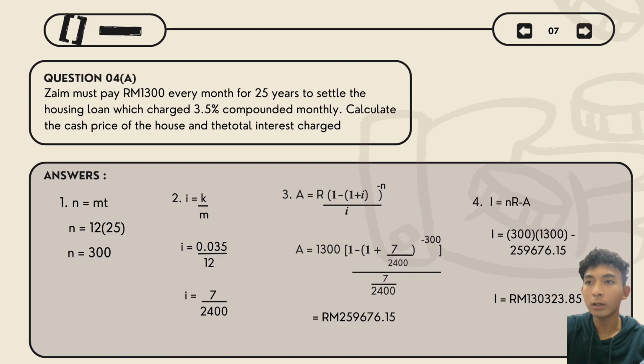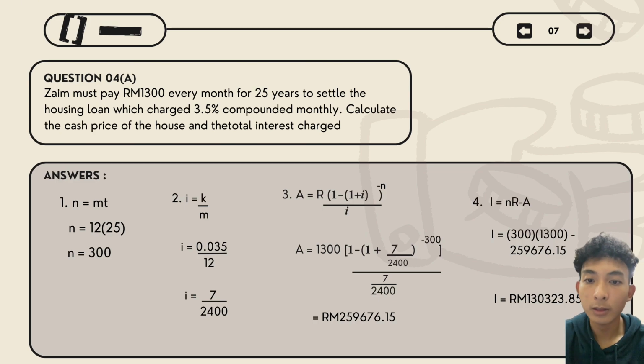So the third step, we can find A. We can use the formula A equals R, large bracket, 1 minus small bracket, 1 plus i, small bracket, to the power of negative n over i and large bracket. As we know, R equals 1300, i equals 7 over 2400 and n equals 300. So the answer that we can get is 259,676 ringgit 15 cent.